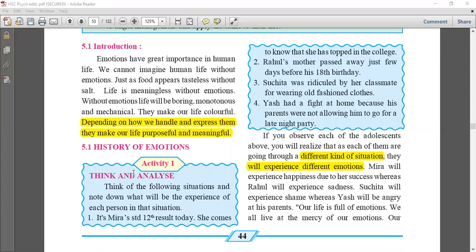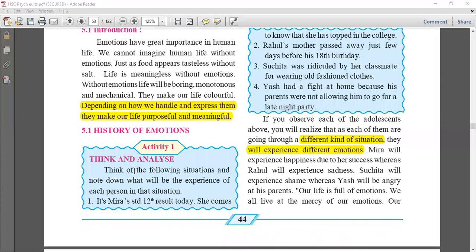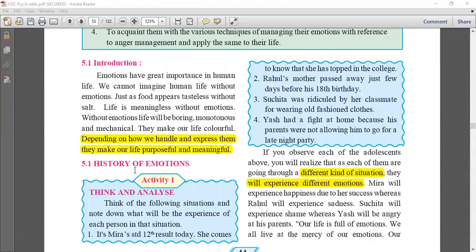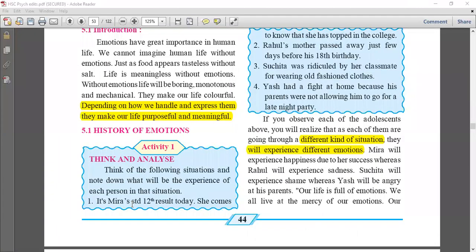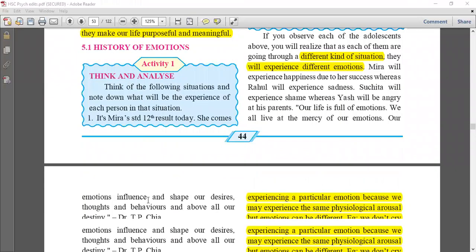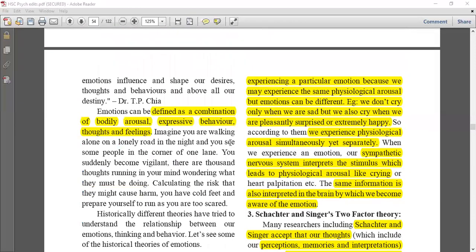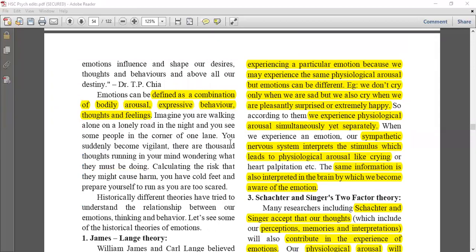Okay, so life becomes purposeful and meaningful by how we express our emotions. Emotions are very, very important in our life. In different situations we experience different emotions. Emotions can be defined as a combination of bodily arousal, expressive behavior, thoughts, and feelings. So the short form for this can be EBTF. Okay, so that is your emotions.